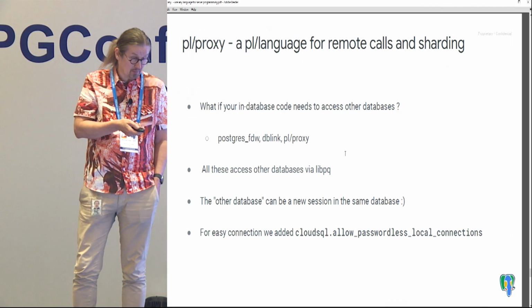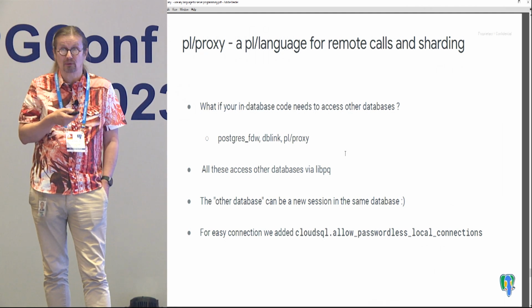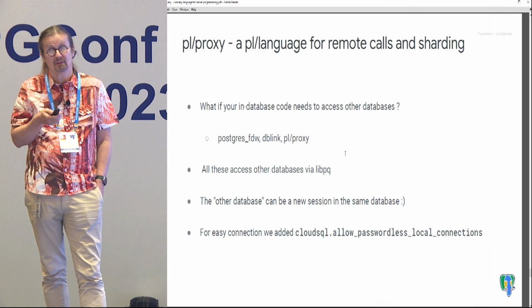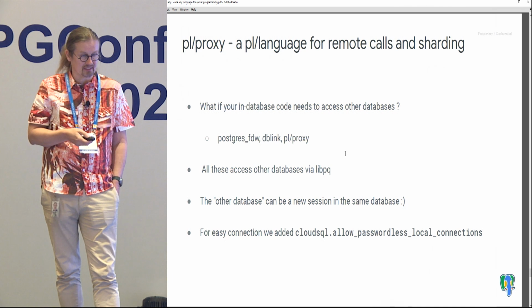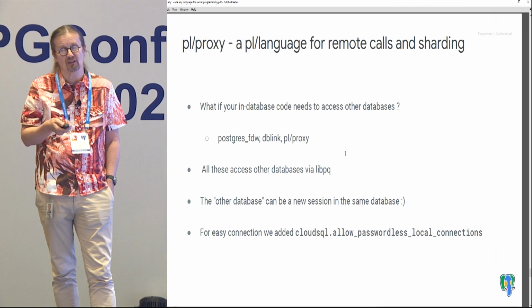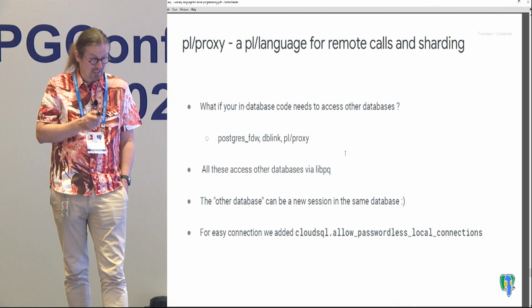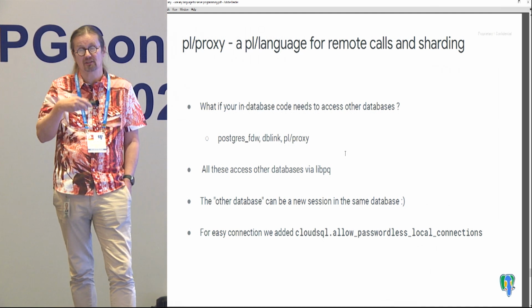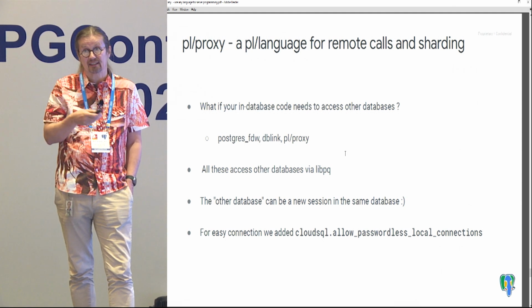And there are two other ways at least available in Postgres. One is Postgres foreign data wrapper, where you can expose tables from other databases as local tables, and then there's dblink, which has a set of functions for running queries remotely. PL proxy is something where you can just replace your existing functions with a proxy function, and you can get sharding, for example.